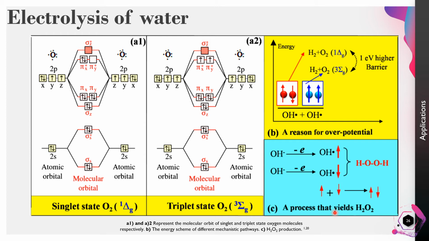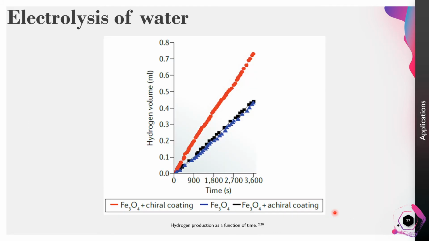Oh, sorry. Just to conclude, there's been really good experimental results shown here, where if we coat the electrode with a chiral coating, as compared to just an achiral coating or no coating at all, we can see a large increase in the amount of hydrogen gas produced over the same period of time. Just showing the effectiveness of the chiral induced spin selectivity effect.